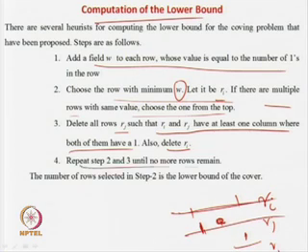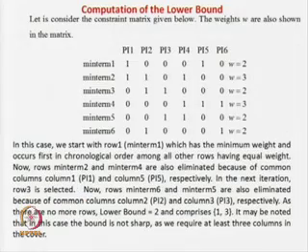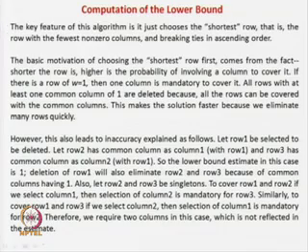Repeat these two steps until no more rows remain. How many times you have selected ri, that is actually your lower bound. Now we will see with an example, which is better, and then we will come back and see the motivation. This tells us the motivation of such a heuristic.